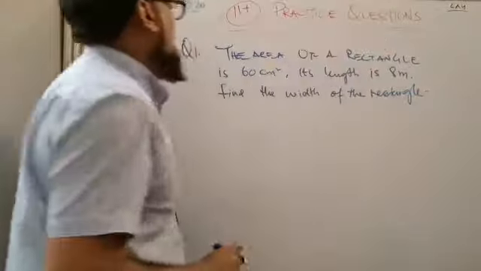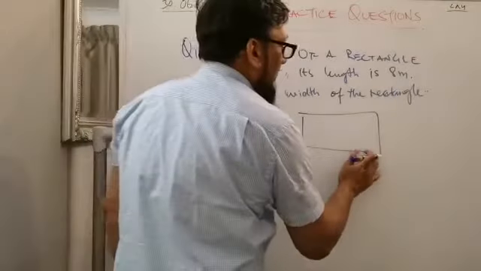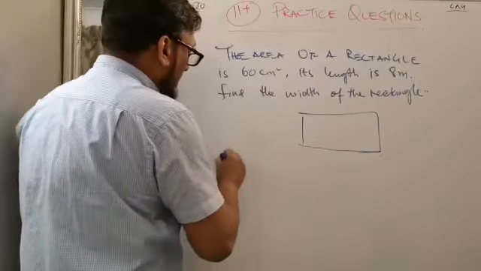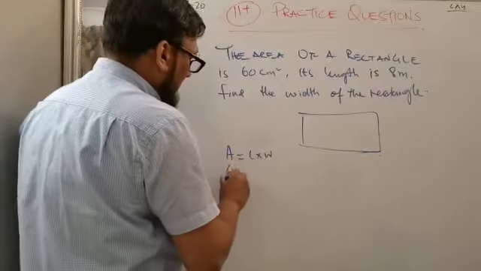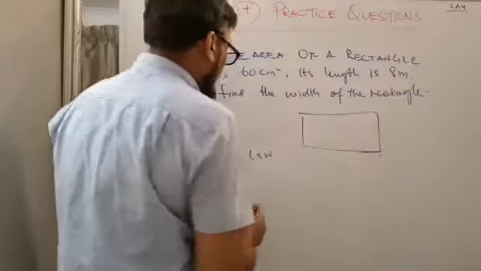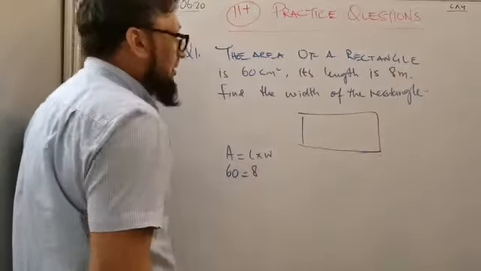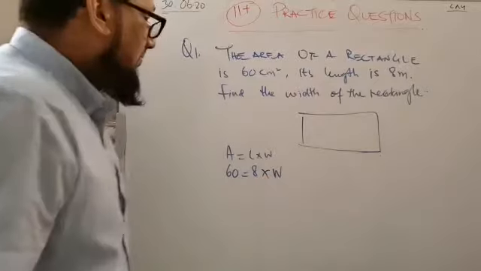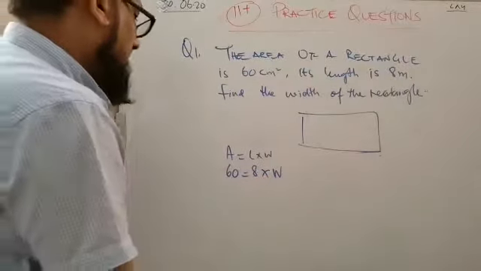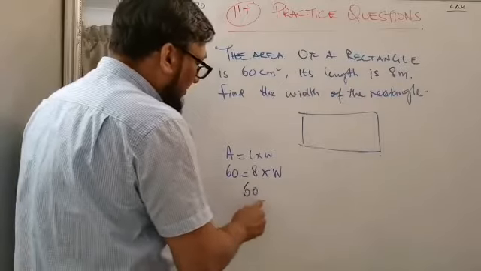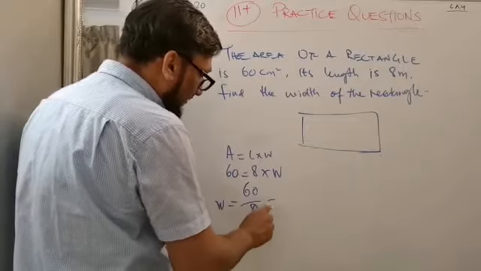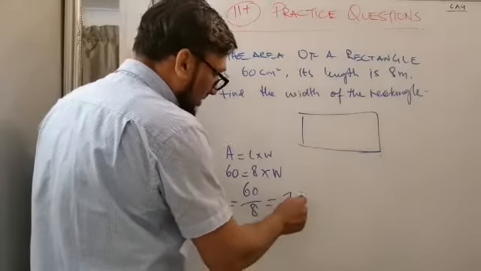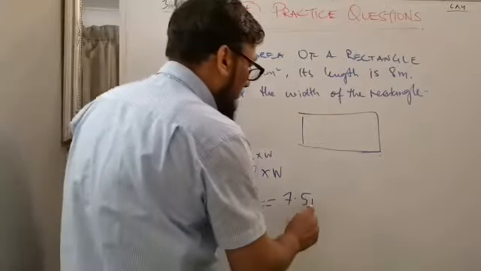So very simple questions, okay? The area of the rectangle. So there is a rectangle, okay, and the area equal to length times width. So the area they're giving you, which is 60, and the length they are giving you 8 meter, and times by width. So we need to find that width. So very simple, okay? So 60 divided by 8, which is equal to W, and if we simplify this one, the answer will be 7.5 meter.